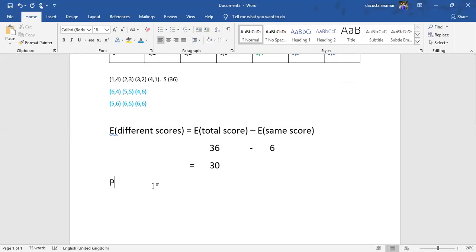Therefore, the probability of getting different scores will be equal to 30 over 36, and that will be equal to 5 over 6. Exactly. And the second one states the same scores, and we know that the same scores is 6 over 36. And that will give us 1 over 6.